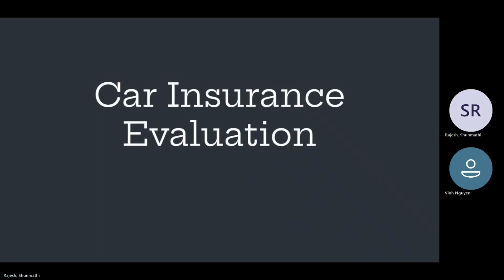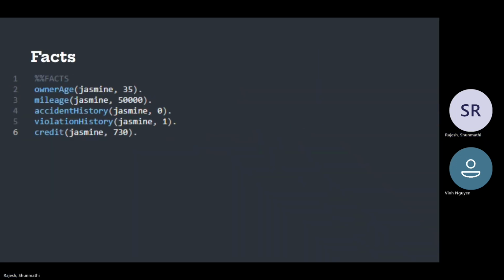Okay. Hi, for the hackathon this year, my team and I have decided to create a car insurance evaluator. This slideshow is basically going to get into how the evaluator works. To start off, we get some facts about the user, including the user's age, the mileage of their car, their accident history, violation history, and credit history.